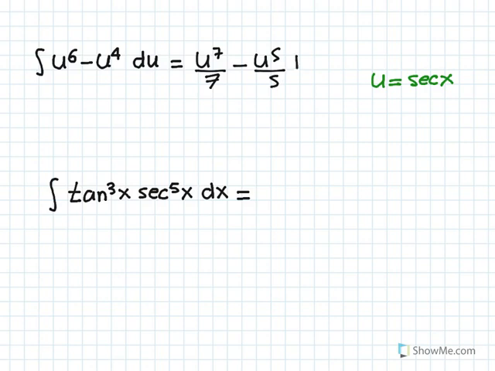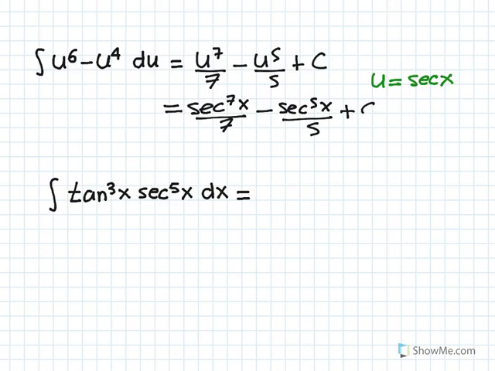Now we have to get everything back in terms of x, so let's substitute u is equal to secant x, and what we get is secant to the 7x, divide by 7, minus secant to the 5x, divide by 5, plus c. So what we have shown is that the integral of tan cubed x times secant to the 5x dx is equal to what we have above. Let's rewrite that as secant to the 7x, divide by 7, minus secant to the 5x, divide by 5, plus c.